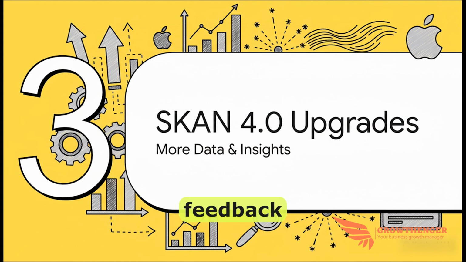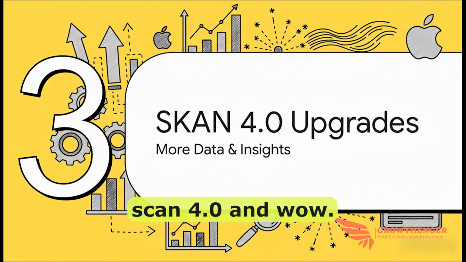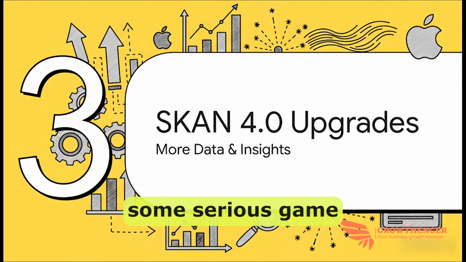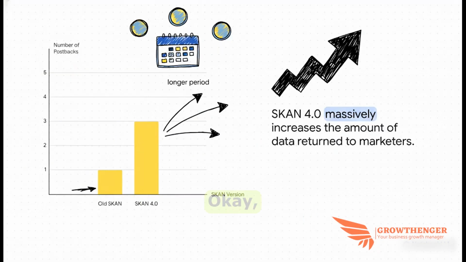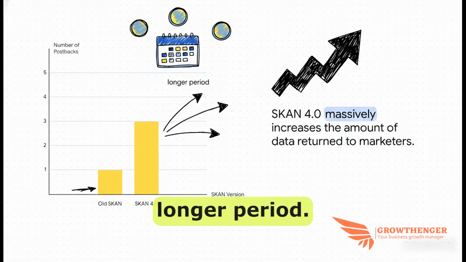So Apple heard the feedback from marketers loud and clear. The early versions of SKAN, well, they were a bit limited. But then came SKAN 4.0, and wow, it delivered some serious game-changing upgrades that gave us much more data and way deeper insights. Okay, check this out. The single biggest change, by far, was this jump from getting just one piece of data back to getting 3. This was a massive upgrade. Instead of one single snapshot of what a user did right after installing, we now get 3 different looks at their activity over a much longer period.